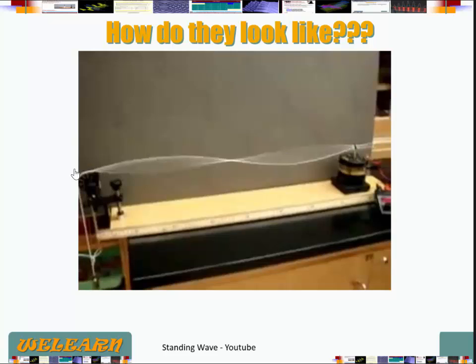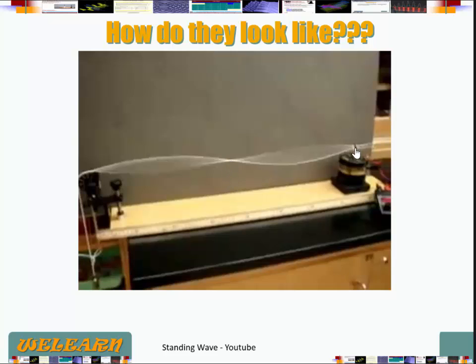So you see here at both fixed ends, we have nodes. And we have a node here in the middle. So this particular image corresponds to the second harmonic for the oscillation of this string. So this is a node in the middle, and a node at the other fixed end. And between any two nodes, we have an antinode. So that's an antinode here and an antinode here.